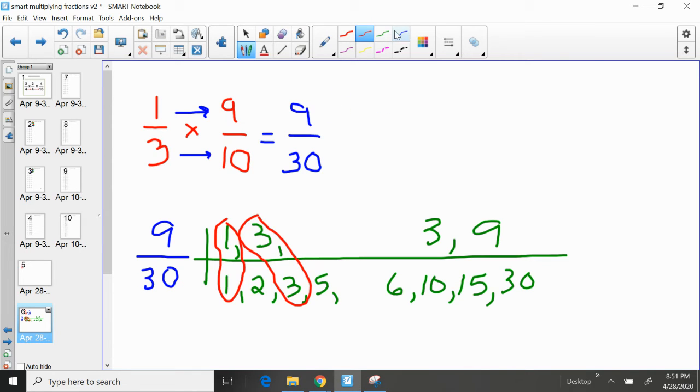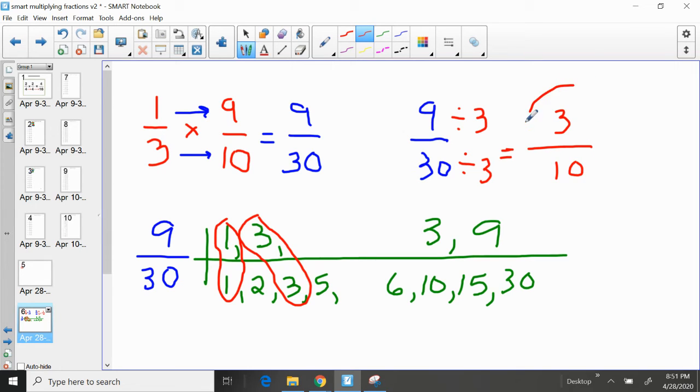So I'm going to take that 9/30ths, and I'm going to use the greatest common factor of 3. So 9 divided by 3, 30 divided by 3. Use a calculator if you want to do your division, because I know it can be confusing. 9 divided by 3 is 3. 30 divided by 3 is 10. So your final answer will be 3/10.